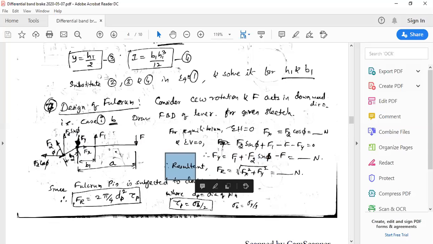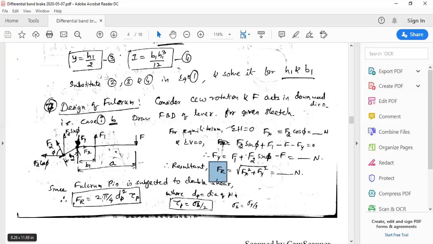Now the resultant force is required. Resultant Fr is equal to square root of Fx square plus Fy square, some newtons. And the fulcrum pin is subjected to shearing action here, which is double shear, because the pin is subjected to two kinds of moments or forces here.